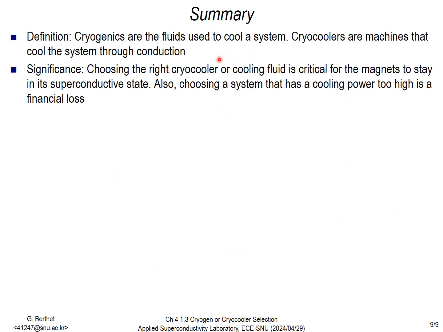To conclude, by definition, cryogens are the fluids used to cool a system. A cryocooler is a machine that cools the system through conduction. Choosing the right cryocooler or cooling fluid is critical for the magnets to stay in their superconductive state. Also, choosing a system that has a cooling power too high can be a financial loss.